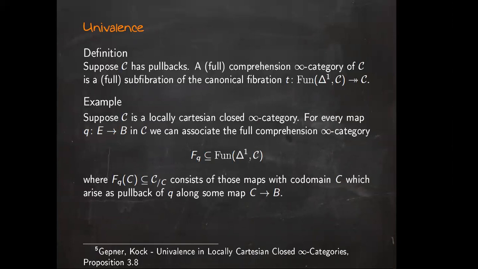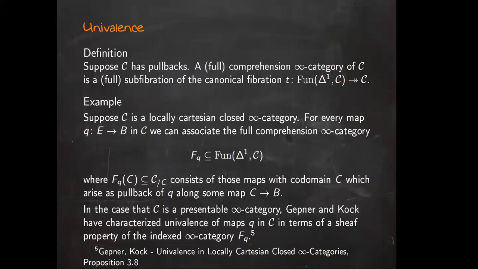And the example I want to look at is if C is locally Cartesian closed. Actually, at this point, we don't even need this yet. We can take a map Q in C, and we can look at the class of reindexed families, right? We can look at the full subcategory in the arrow infinity category whose objects are maps which arise as a pullback of Q in some way, and take the full infinity subcategory generated by this.